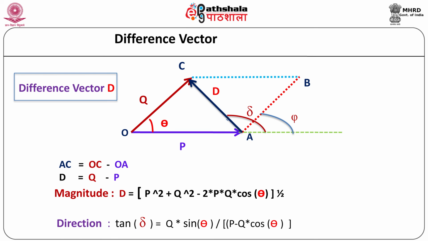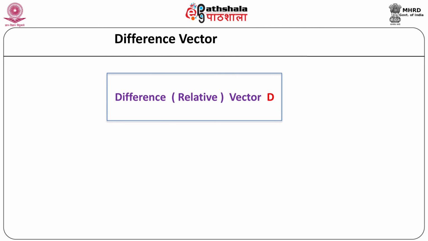What about the other diagonal of the parallelogram? From triangle of vector addition, we can understand that it represents the difference of the two vectors under consideration. The magnitude and direction of the difference vector D can be obtained using trigonometrical results as shown. The difference vector, also referred as relative vector, finds many applications. Let us consider two of them.